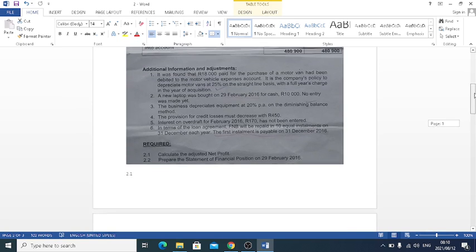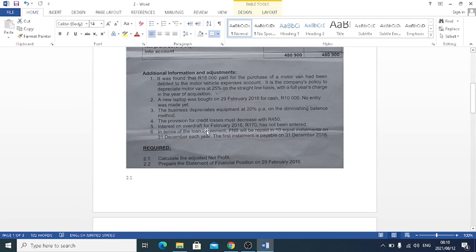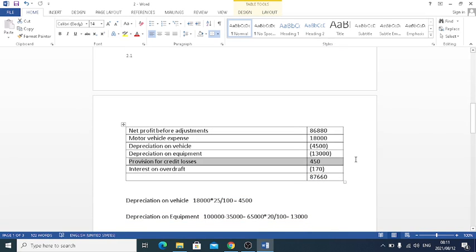Then transaction number 5. Interest on overdraft for February 2016, 170. Interest on overdraft for February 2016 has not been entered. Therefore, for interest on overdraft, we're going to deduct it.